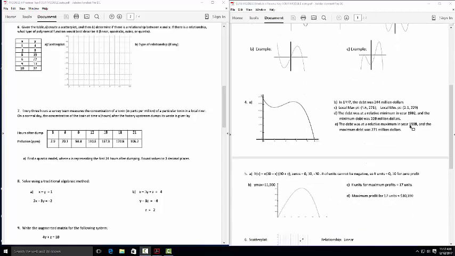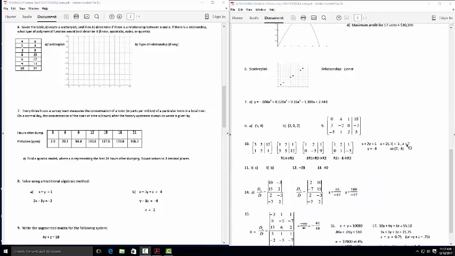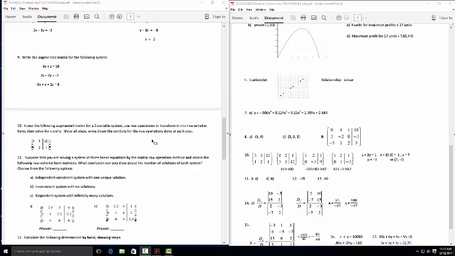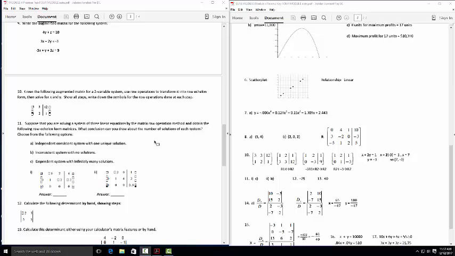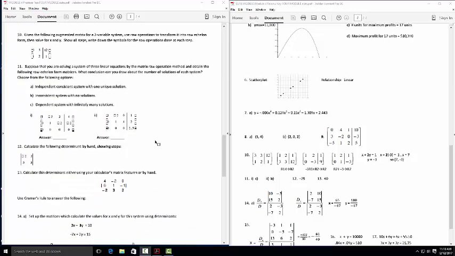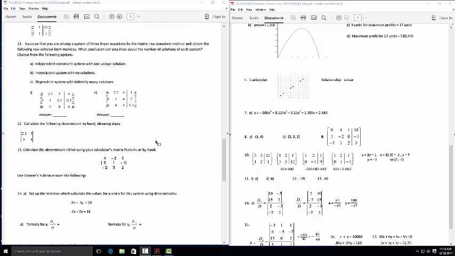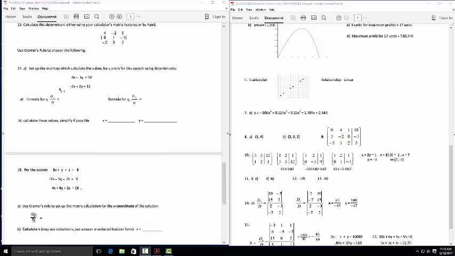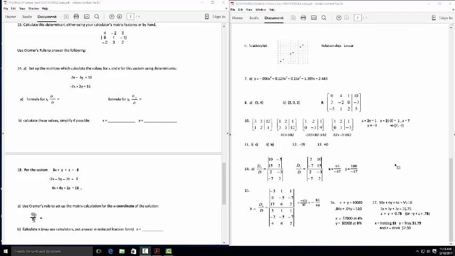Okay, so what we're going to do now is look at the next problem. We've done 10. We're now going to look at problem number 14. All right, so here we go. So here is problem number 14 right here. On the left-hand side is the question, and on the right-hand side is the answer key.